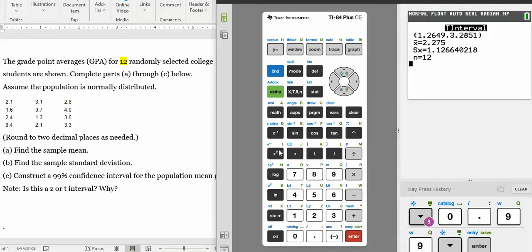That's the interval. Okay, round to 2 decimal points. So I'm going to have 1.26. This is 4, round it down, right? And then this will be 3.29. This is 5, you round up. So that's it. That's how you use the calculator to do the whole question here. Very quick and easy. Hopefully that helps. Okay, all right.